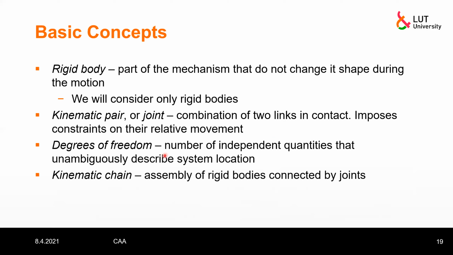Degrees of freedom is the number of independent quantities that describe the system location. For example, if we have generalized coordinates, the number of degrees of freedom is equal to the number of generalized coordinates. And a kinematic chain is an assembly of rigid bodies connected by joints. In our case, only rigid bodies.